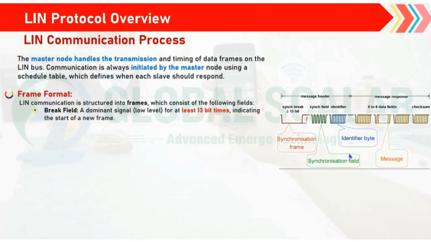As we discussed, the break field is a dominant signal, low level, always for an 8-bit field, indicating the start of every new frame; this break field will be in a dominant state. As you can see here in the image, it falls to low, meaning dominant, and it rises towards the synchronization and identifiers. So this will be the form of the LIN message frame format, and how it can be responded to.